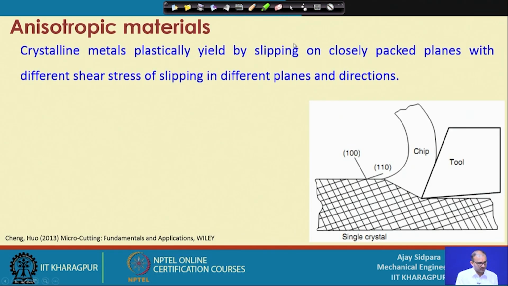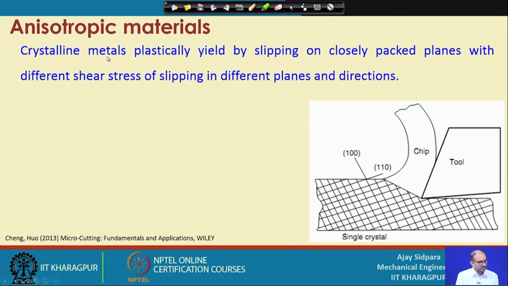Right, coming to anisotropic material. Anisotropic material means the properties are different in different directions. So, if you have an XYZ plane, your material will behave differently in different directions. That means hardness is different and some other properties are also different. So, let us consider this is a single crystal. This is the 100 plane, this is the 110 plane, this is the tool and this is the cutting.